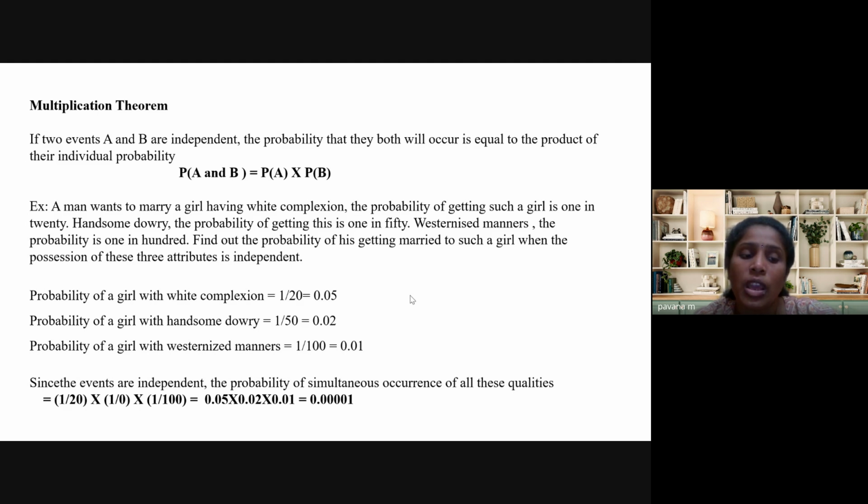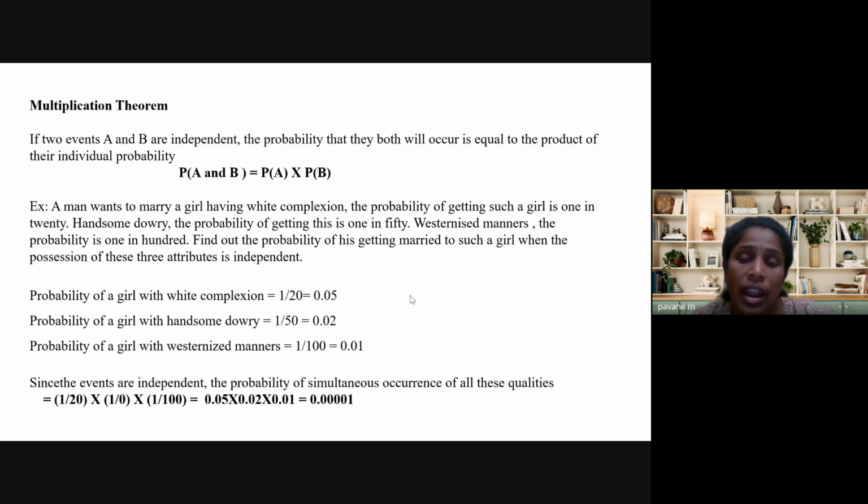And probability of girl with handsome dowry, that is P of B, 1 by 50, 0.02. And another one, P of C, is the probability of girl with a westernized manner. That is 1 by 100, that means 0.01. And these attributes are independent, that's why we are applying the multiplication theorem.